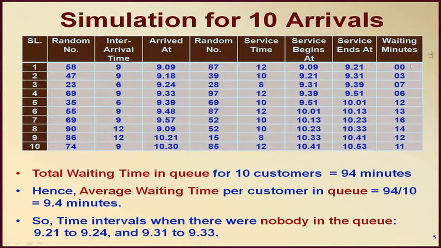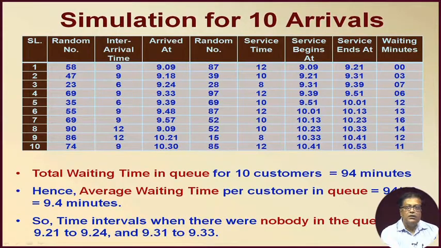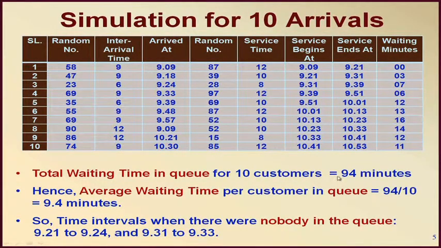So, then we can look at all the simulation results and we can carry out some computations, like the total waiting time in the queue for the 10 customers is 94 minutes. Is it all right? So, 94 minutes, therefore, average waiting time in queue is 9.4 minutes, right.